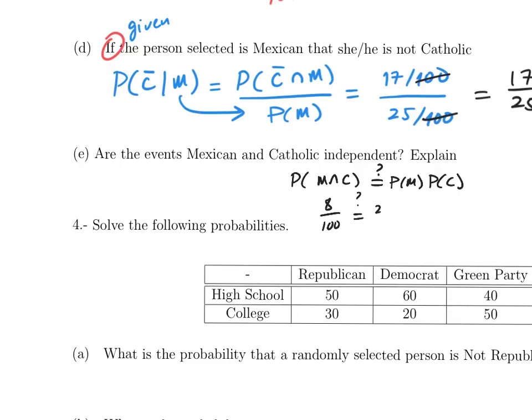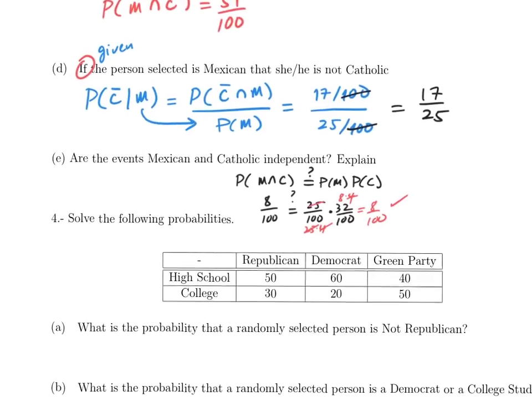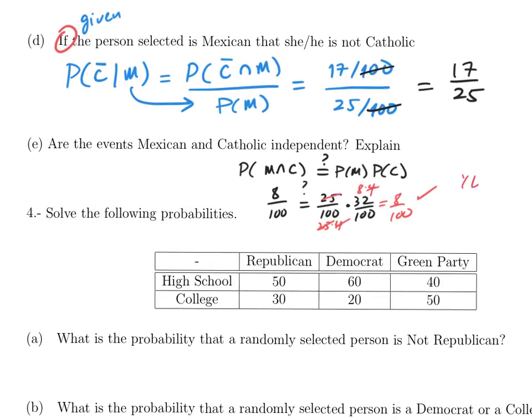Is this the same as 25 over 100 times 32 over 100? You simplify this. This is 8 times 4, that's just fractions. This is 25 times 4, so this cancels. This cancels down, so this is 8 over 100, and yes, they are equal to each other. So yes, they are independent.